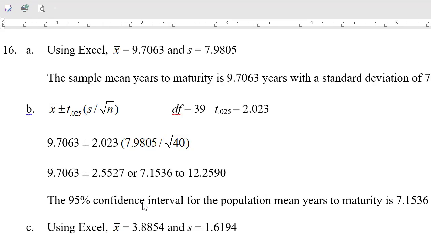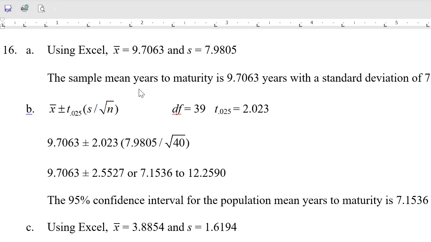All right, the last problem that I want to show you is problem 16. 16 says a sample containing years to maturity and a yield of 40 corporate bonds is contained in the file named corporate bonds. So I've opened that up on another spreadsheet. What is the sample mean years to maturity for corporate bonds and what is the sample standard deviation? So as you can see here, it says use Excel, and we see the sample mean is 9.7063 and the standard deviation is 7.9805.